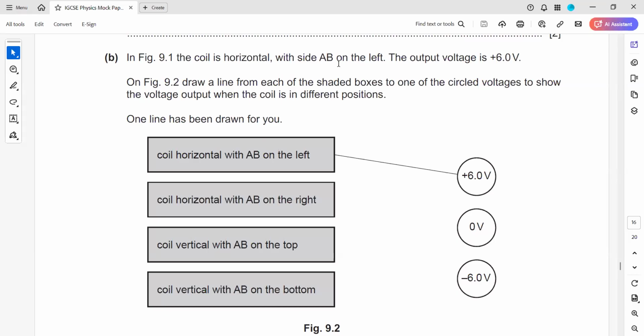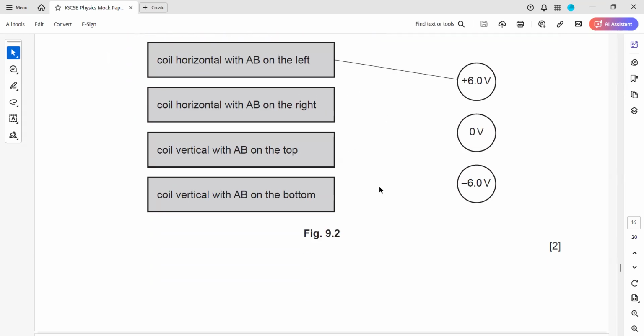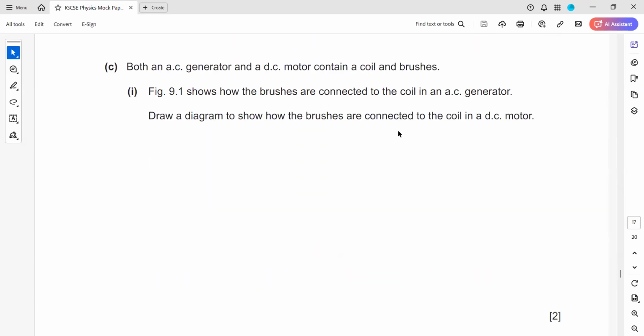The negative sign actually shows the direction of the current. The significance of a negative sign in the voltage or current is the direction, like the direction is opposite.